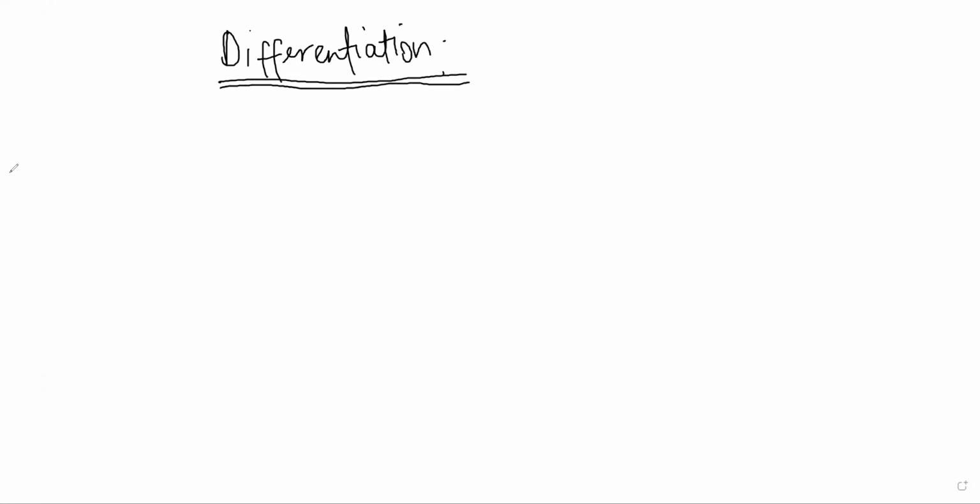Let me write here differentiation. So first we'll start with notation. Let's look at the notation that we use for differentiation. Okay, what notation do we use for differentiation? What notation do we use?